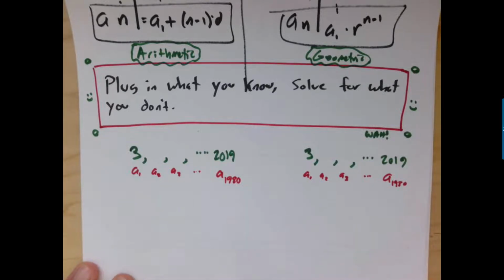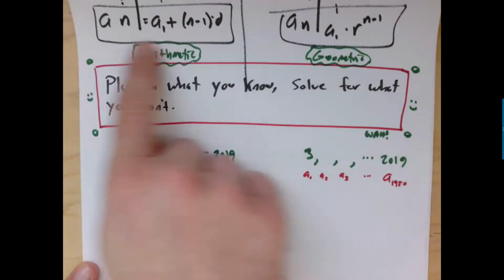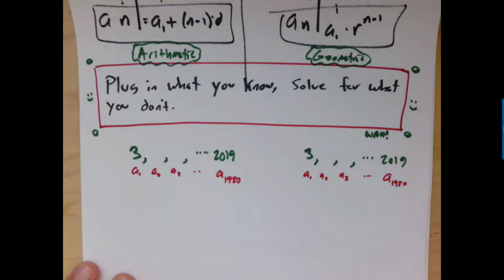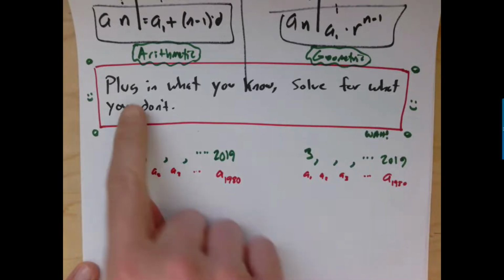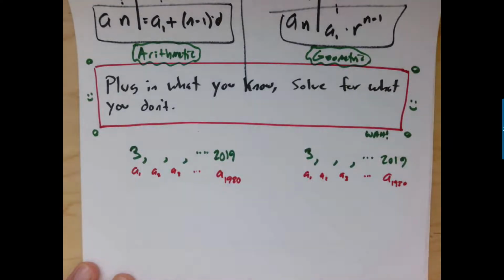So I've told you some information about what you know about the sequence in general, but I didn't tell you what the growth rate was for either. So I could ask you to figure out the growth rate, or I could ask you something different, like what is the 100th term, for example. But in both cases, you plug in what you know and solve for what you don't. Give it a quick try if you want. Pause the video, and then I'll show you.